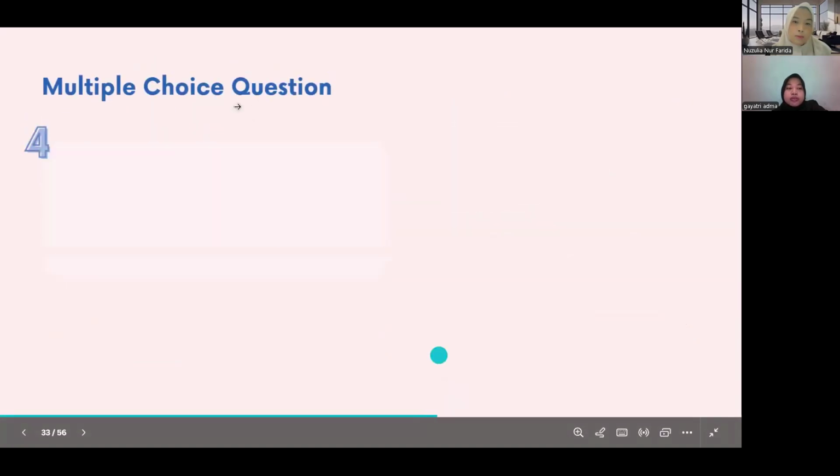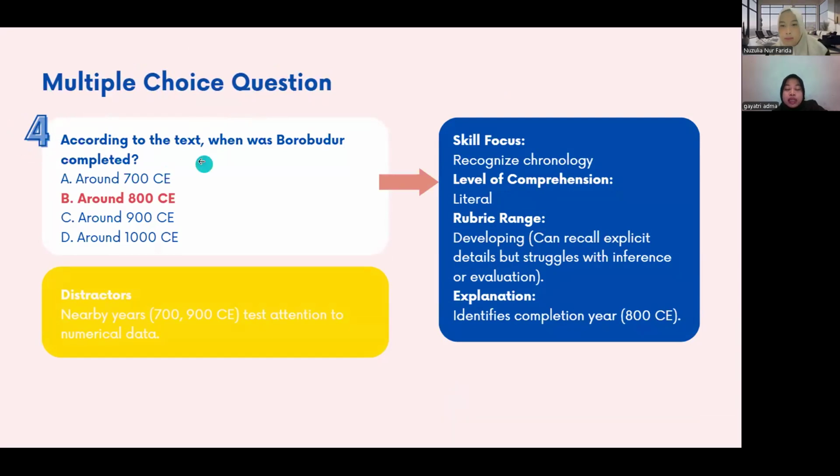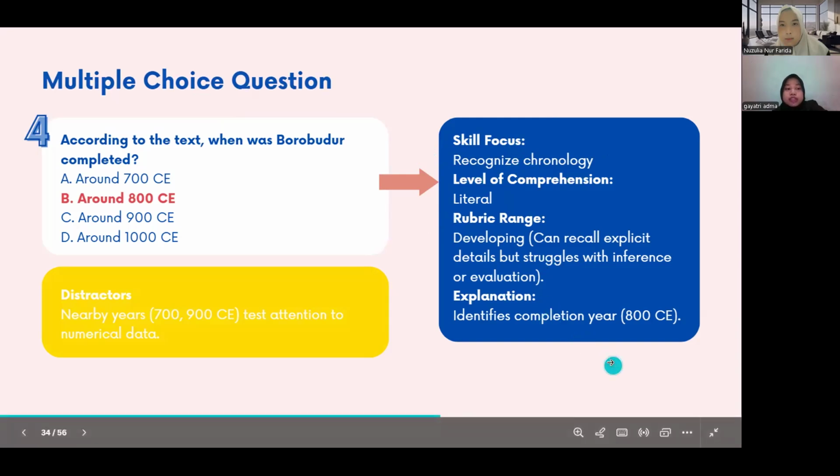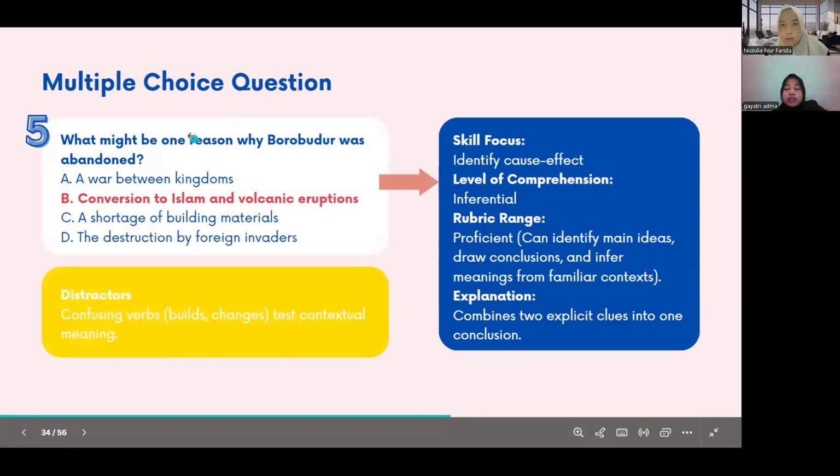And then the fourth one, I make this one. According to the text, when was Borobudur completed? It is also literal reading comprehension level, because it just asks students to recognize the chronology of Borobudur itself. And then the fifth, I made this one.